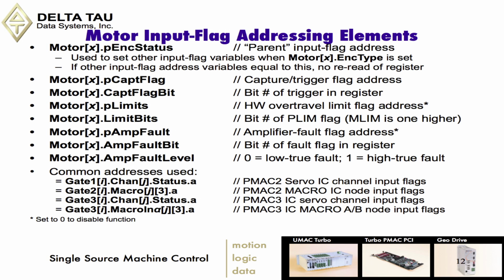Output flag addressing elements. Again, we tell it the parent output flag address. It's used to set the other structure names when the encoder type has been properly set. So PAmp enable is the flag address for the amplifier enable, and the amp enable bit will automatically get set depending on which type of gate we're using.